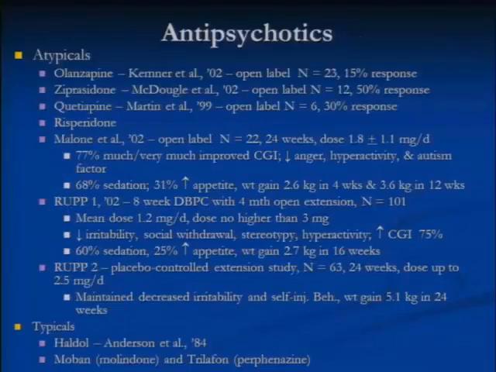Now, so what are the atypicals? Olanzapine, and I just put here the studies that show that they actually do something as mood stabilizers. Zyprexa, ziprasidone, Geodon, quetiapine, Seroquel, Risperdal is risperidone, and then several studies that were done in the RUPP studies, which you guys know. And this is where they kind of get at this whole idea that, okay, here's a treatment for autism.